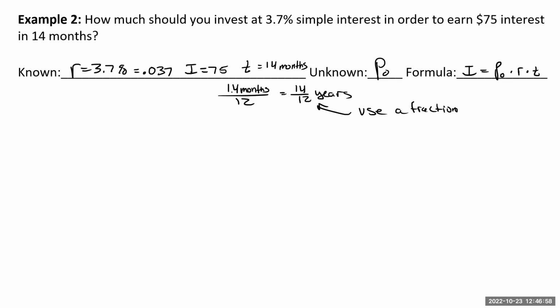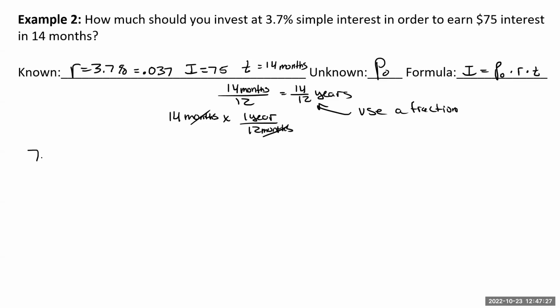Okay, so by the way, in terms of your conversion factors from unit 1, this would be 14 months times 1 year for every 12 months, which is how we end up with this 14 over 12. The unit of months will cancel here, and you're left with 14 over 12, which will get us our unit of years.